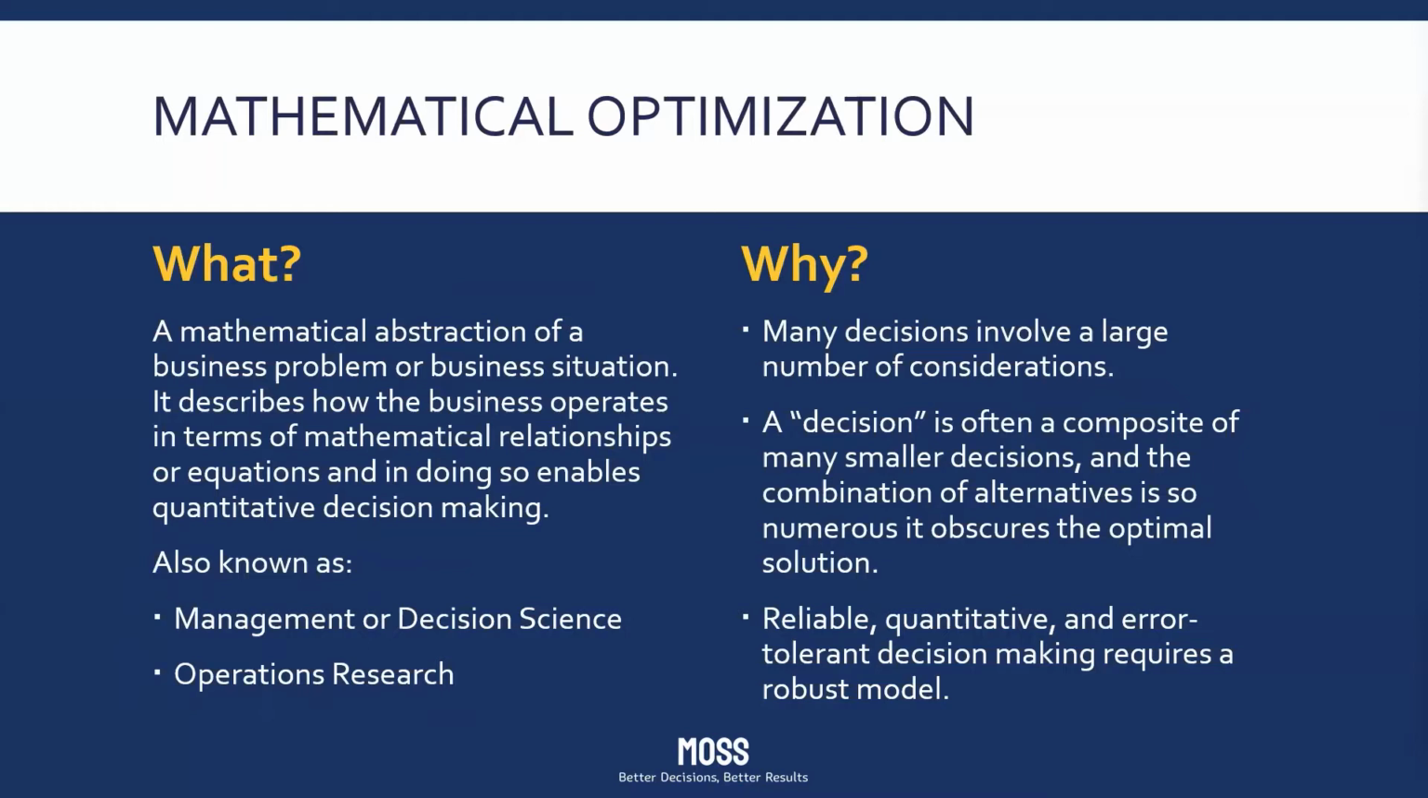Optimization is important for any business for a few key reasons. First, many decisions involve a large number of considerations or constraints, often so many that keeping track of them is not possible for an individual. Second, many decisions are the composite of many smaller decisions, and the combination of possible choices is so numerous it obscures the optimal solution. And finally, making reliable, quantitative, and error-tolerant decisions requires a robust model.